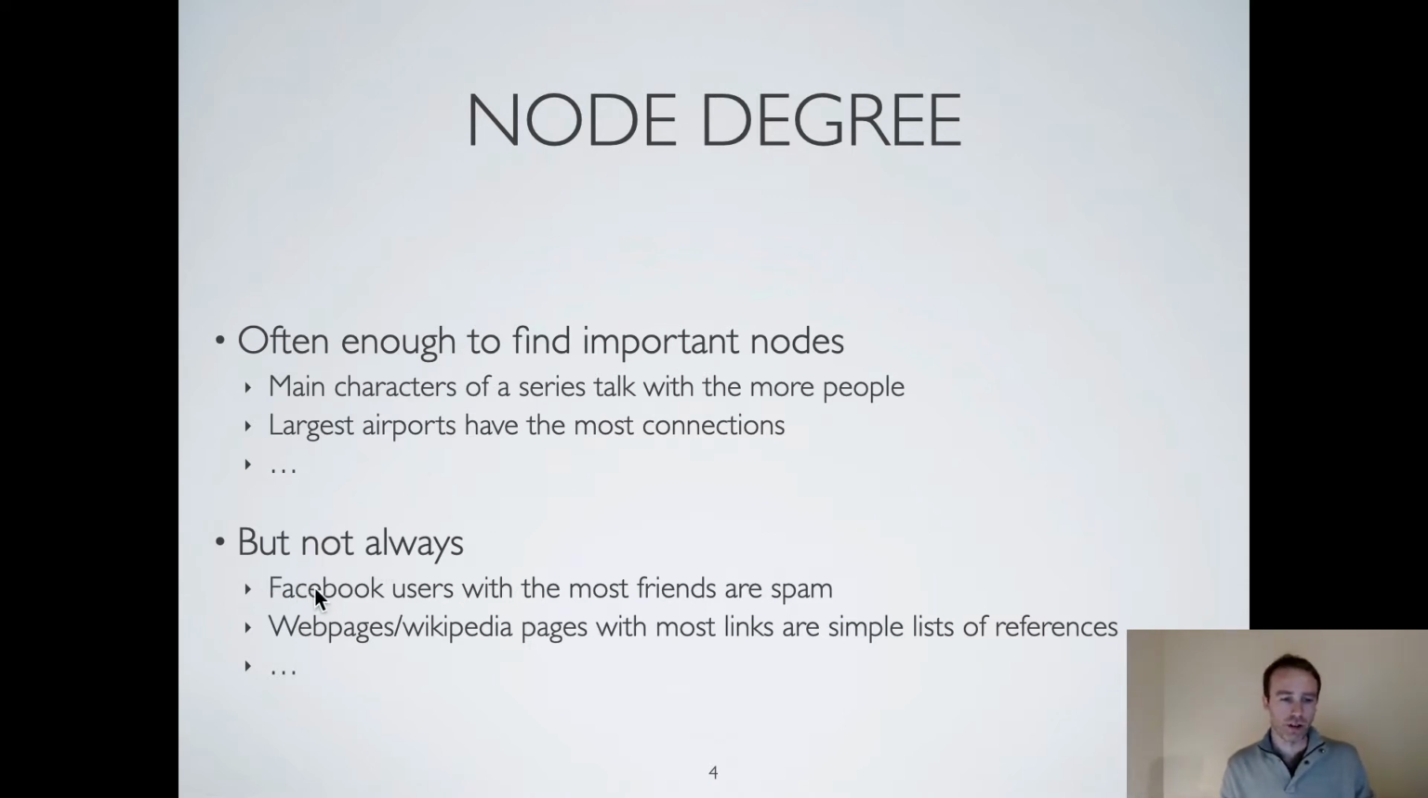For instance, in Facebook, the users with the most friends are typically spammers. So people who just try to be friends with as many people as possible to increase their audience. So they are not important in the network. Also on the internet, on Wikipedia, pages with many outgoing connections are typically simple lists of references. And so they are not what people are interested in. They are just lists of references, so they have many connections, but it doesn't mean they are interesting pages for people.